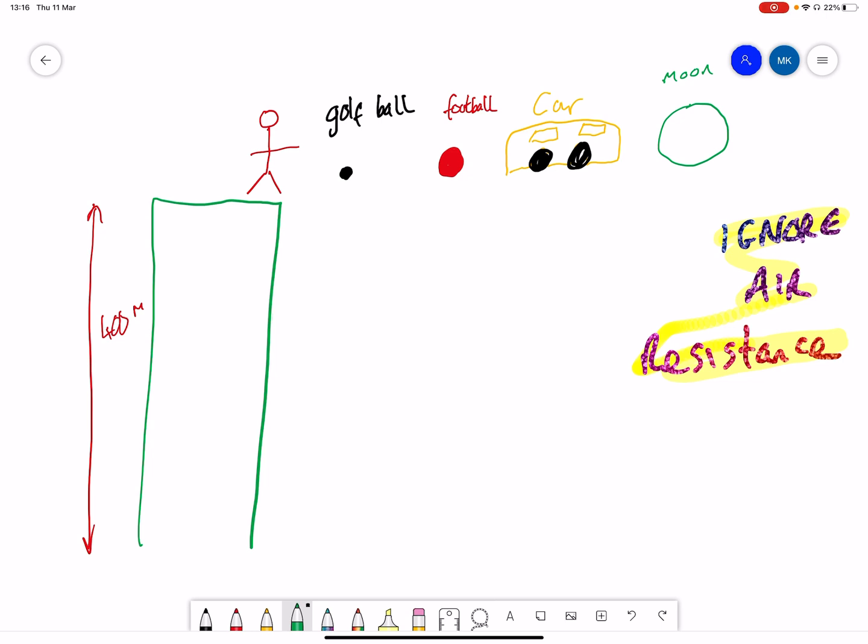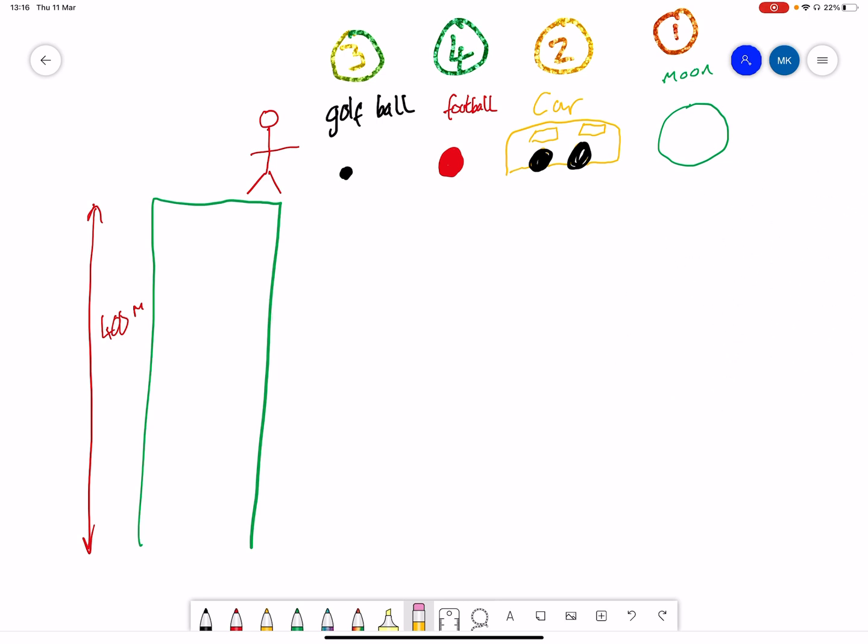So most people would probably say, well, the moon is going to hit the ground first because it's the heaviest. The car's probably going to be second. Possibly the golf ball third because there's no air in it, and maybe the football would be last because it's filled with air. But we are ignoring air resistance. Okay, the answer actually is they are all going to hit the ground at exactly the same time.